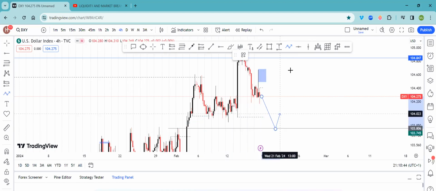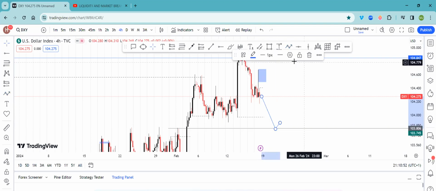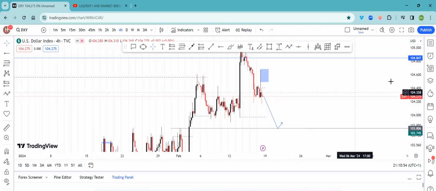Even though the market is going to continue the normal trend, I'm expecting that sell up to this level before any major buy is going to happen. That is what I'm expecting on this DXY.